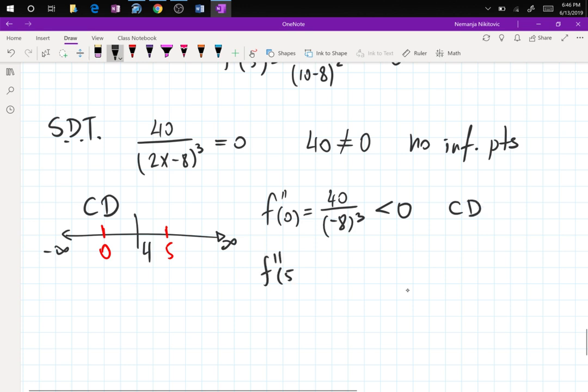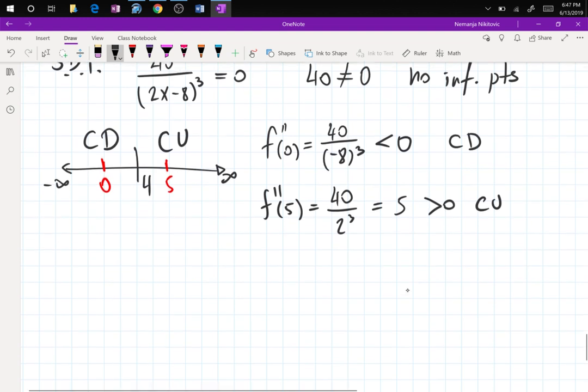The next test point is at 5. That's 40 divided by 2 cubed, which is actually 5. So that's larger than 0, concave up. So we have a concave up and concave down piece. Good.